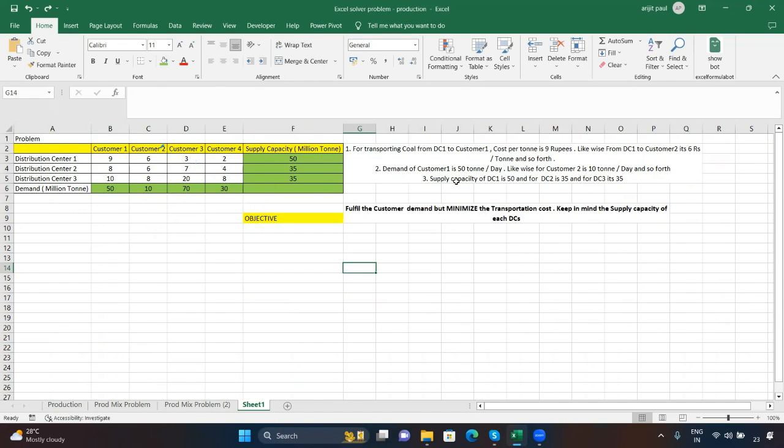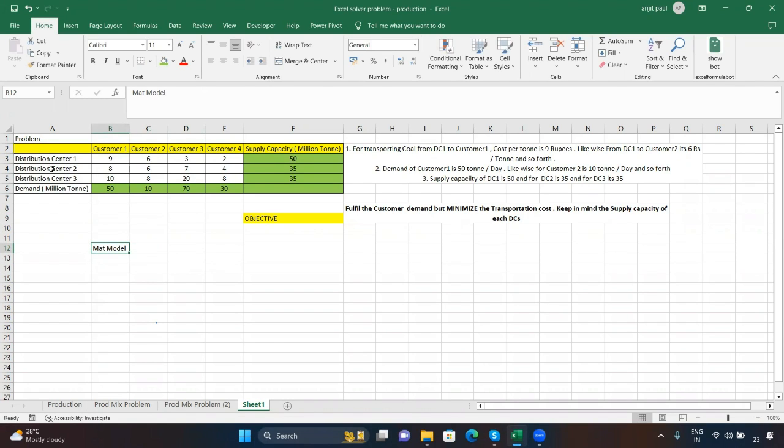And what are the things we need to keep in mind? What is the supply capacity of the DCs? What are the demands of these customers? And what are the cost per ton to carry out these materials from all these DCs to the customers? Okay. So let us formulate the mathematical model first of all.